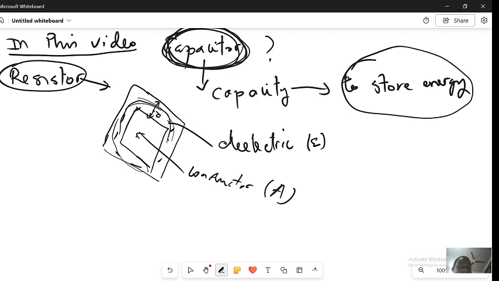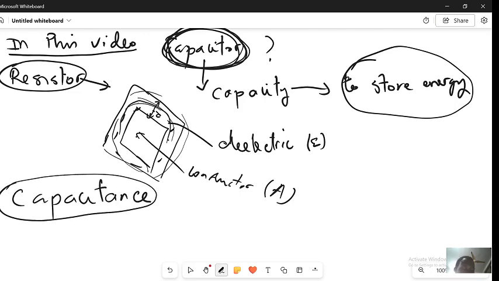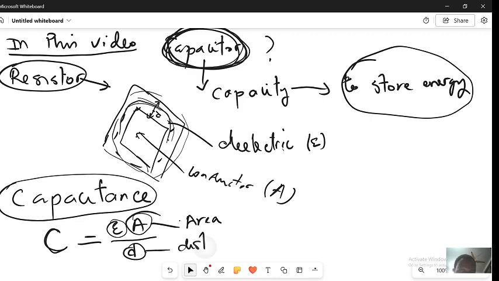Now this capacitor has a constant called capacitance. To determine the capacitance, we have C equals epsilon A divided by d. Epsilon is the permittivity of the material, A is the area, and d is the distance separating the conductors.